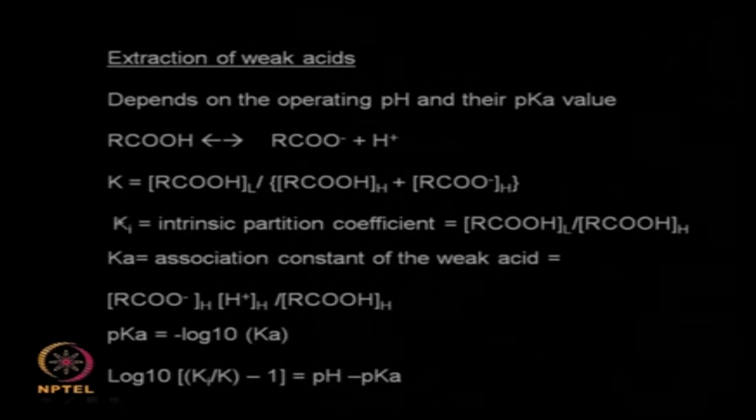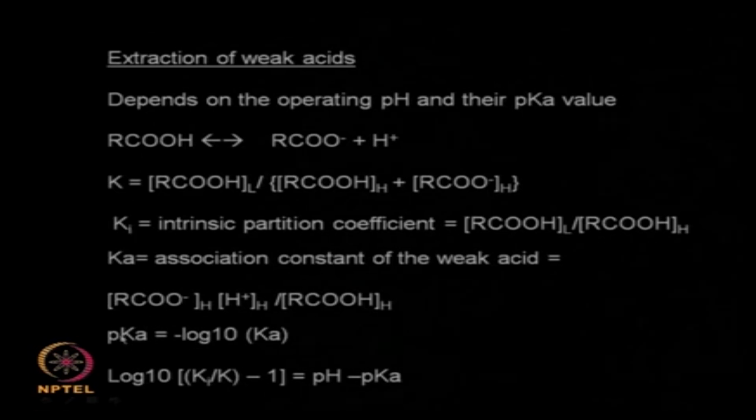Now let us look at Ki, that is the intrinsic partition coefficient, which is RCOOH in the light phase over RCOOH in the heavy phase. So these 2 partition coefficients are different, this is K which considers all the species, whereas this is Ki which considers only the acid. Now Ka is called the association constant of the weak acid, and that is given by RCOO minus into H plus divided by RCOOH. This you might have studied long time back, this is called the association constant or the dissociation constant, and the pKa is the negative logarithm of Ka to the base 10. You must have all heard about pKa, right.